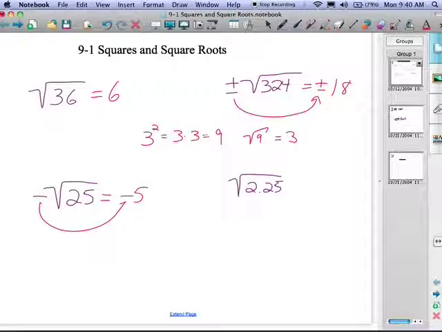One more example. We want to find the square root of a decimal. So you type into a calculator 2.25, and you hit the square root button, and you end up with 1.5.